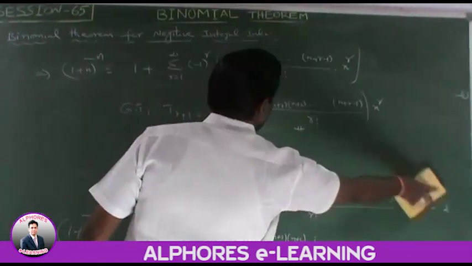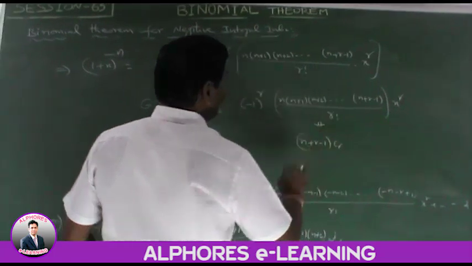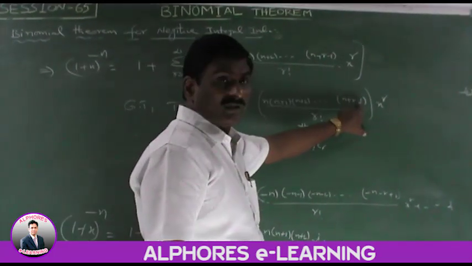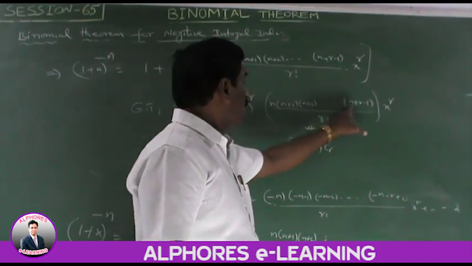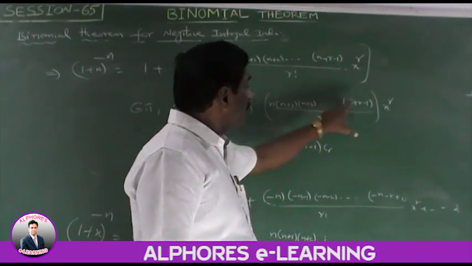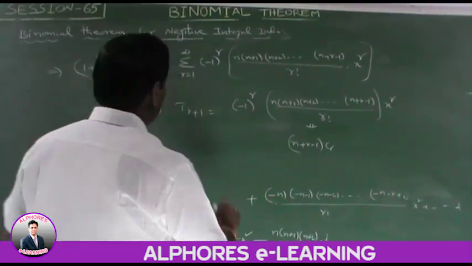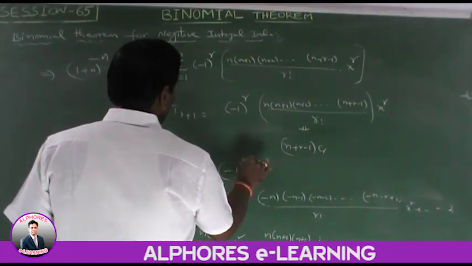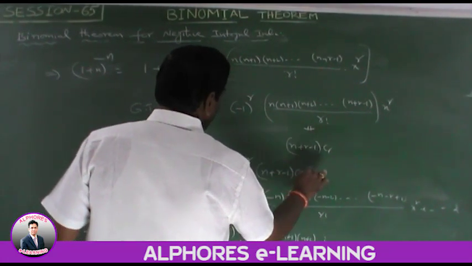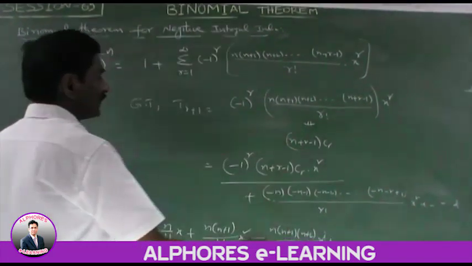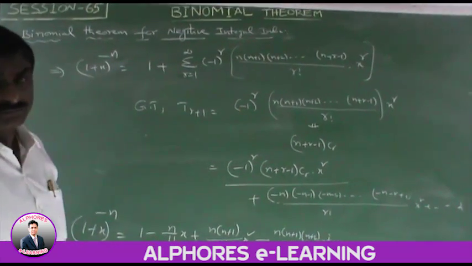What is this value? n plus r minus 1 C r. Here the highest term is n plus r minus 1. This can be reduced to n plus r minus 1, the next term is n plus r minus 2, so up to n. In this case we have r terms. So n plus r minus 1 C r. That is equal to (minus 1) whole power r into n plus r minus 1 C r into x power r. This is the general term in this expansion.